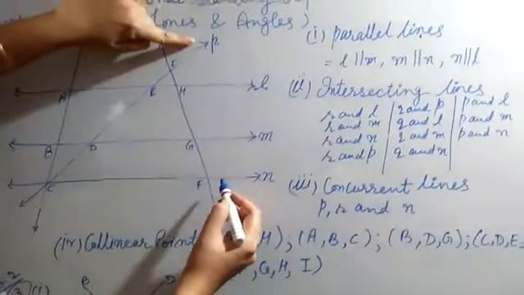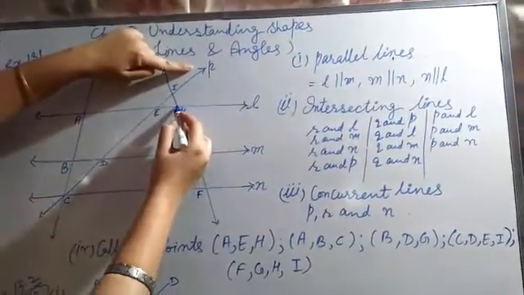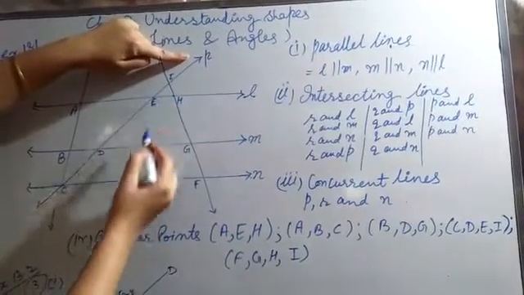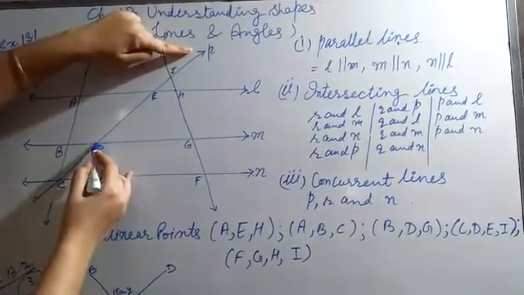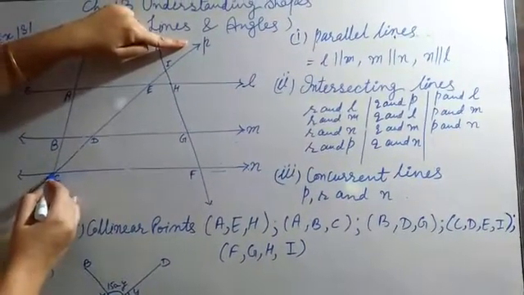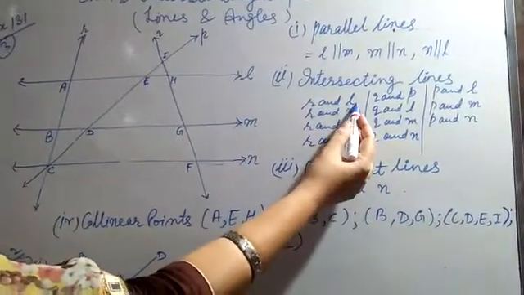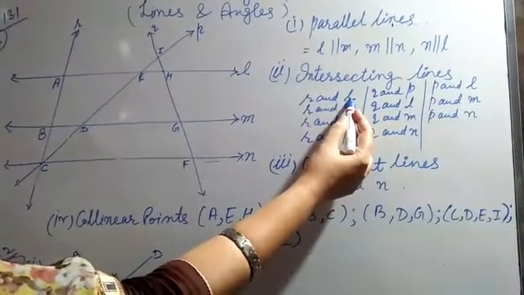Then next we are going to line P. Here P intersects L at E. Then P intersects M at D. Then P intersects N at C. In intersecting lines, we have to select pairs of lines. We have to take two lines that cut each other.